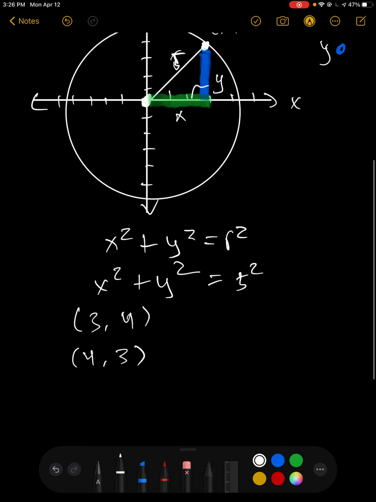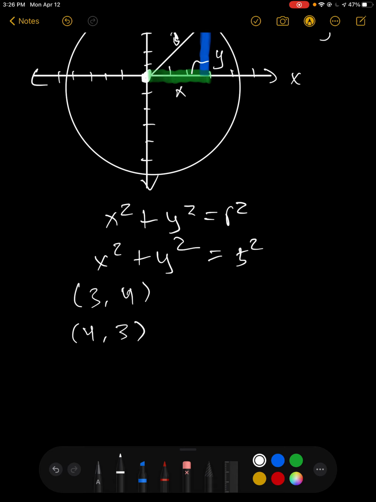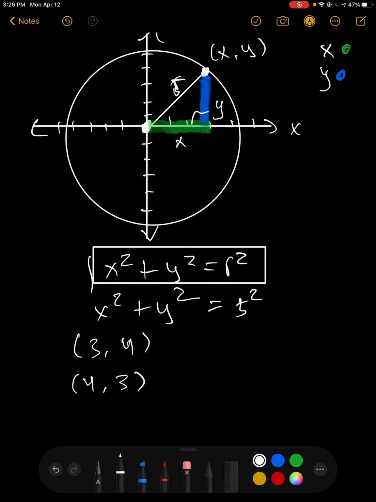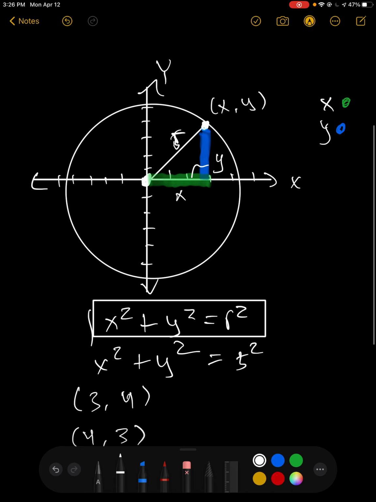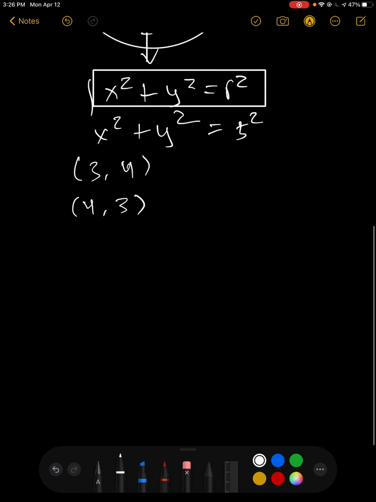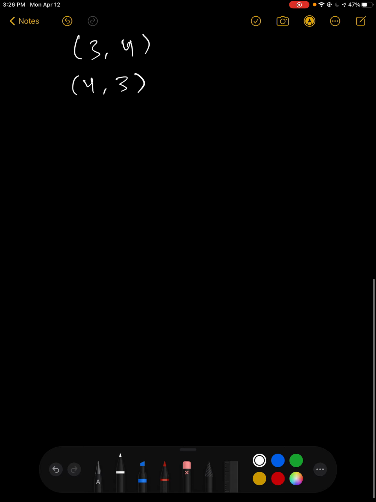So this is what the equation of the circle would be if the circle is at the origin. It looks a little less populated with values. It's just x squared plus y squared is r squared. Now let's see an example where the center of the circle is not the origin.